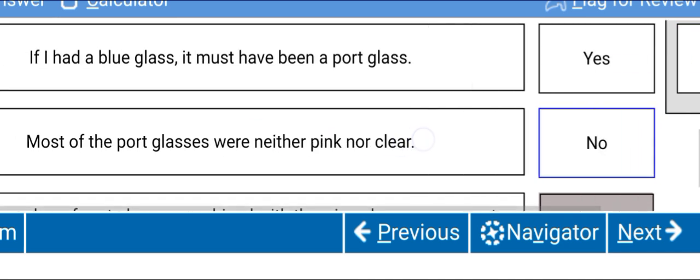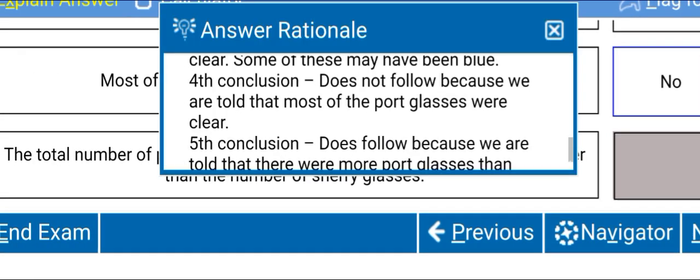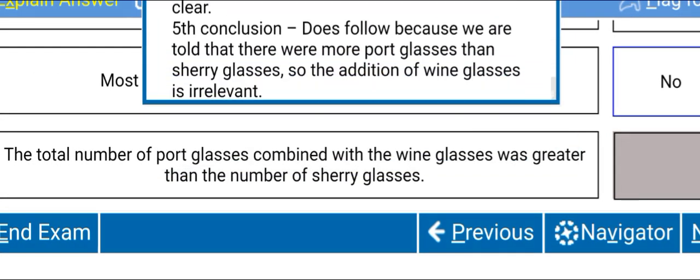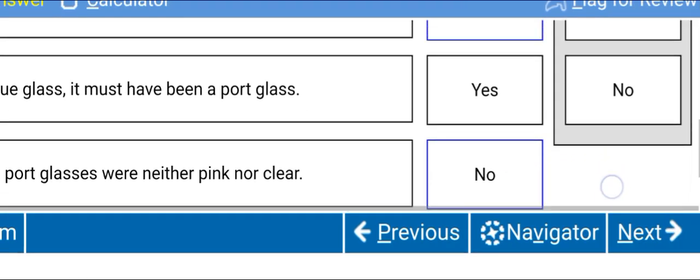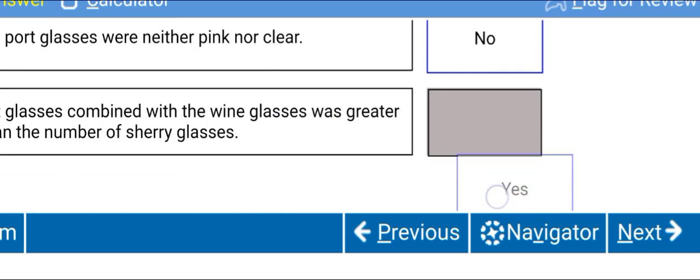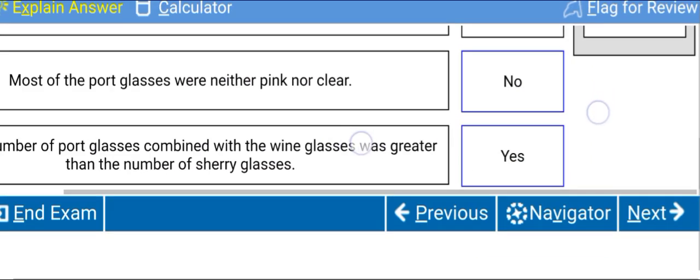Now we have the last conclusion, which says the total number of port glasses combined with the wine glasses was greater than the number of sherry glasses. So it does follow because we are told that there were more port glasses than sherry glasses. So the addition of wine glasses is irrelevant. So now we will drag a yes and drop it here in front of this conclusion, as this conclusion does follow the statement of the question.